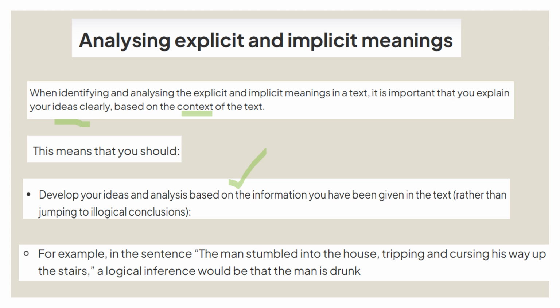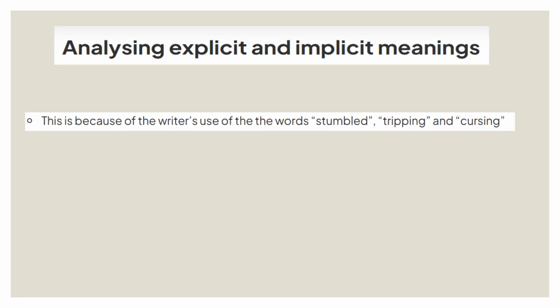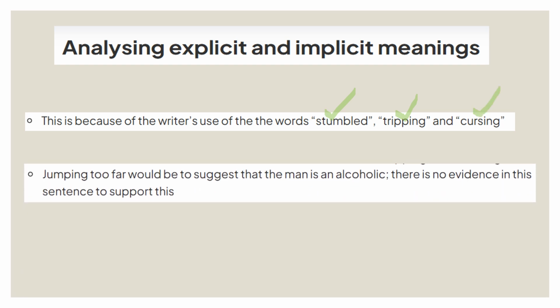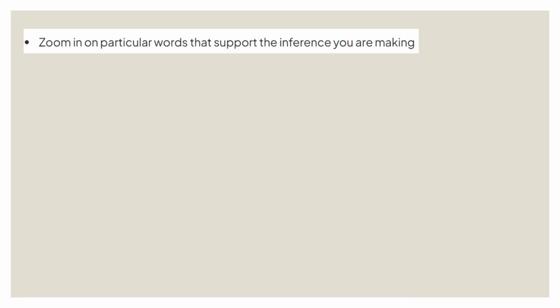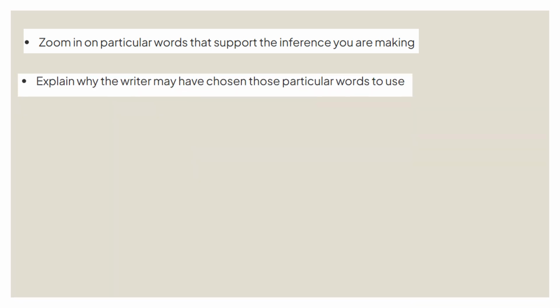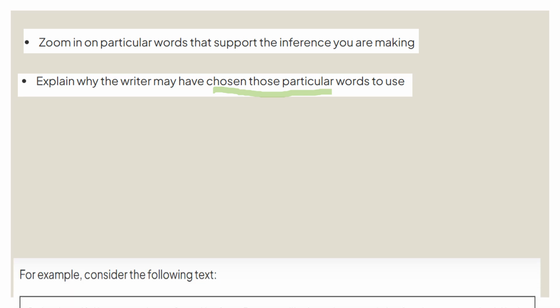For example, if I say that the man stumbled into the house, tripping and cursing his way up the stairs, the logical inference is that the man is drunk. By looking deeply into the sentence, because of the writer's word choice, stumbled, tripping, and cursing, they are suggesting to us that the man was an alcoholic. It means that we have to zoom in on particular words. We have to see deeply into the word choice of the writer.